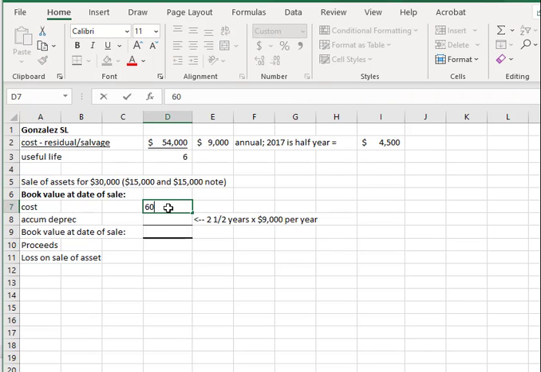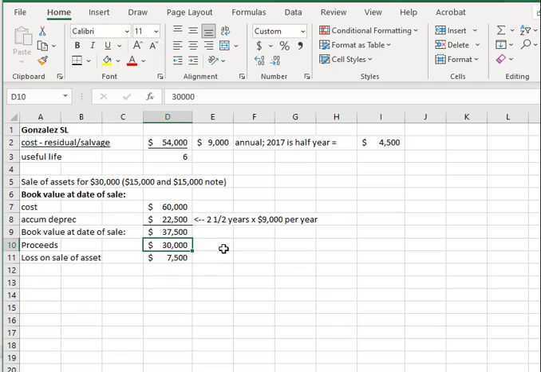So the original cost was 60,000. And at the time of the sale, you have 2.5 years. You have all of 2015, all of 2016, and half of 2017. So you have the 9,000 twice, and then the 4,500. That is what has accumulated in accumulated depreciation, 2.5 years. So the book value at the date of sale is $37,500, and you got $30,000 for it, the cash and the note. So what you got, the $30,000, was less than the book value, so that's a loss.